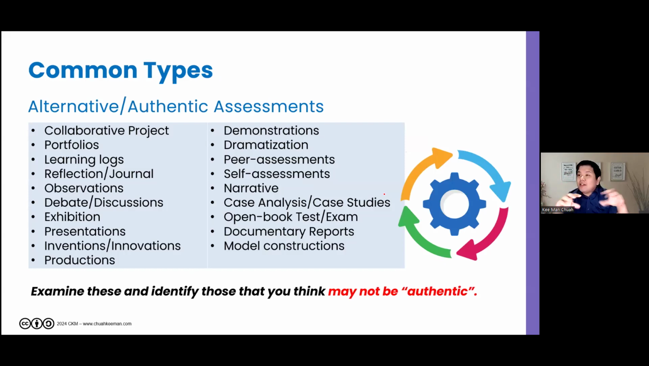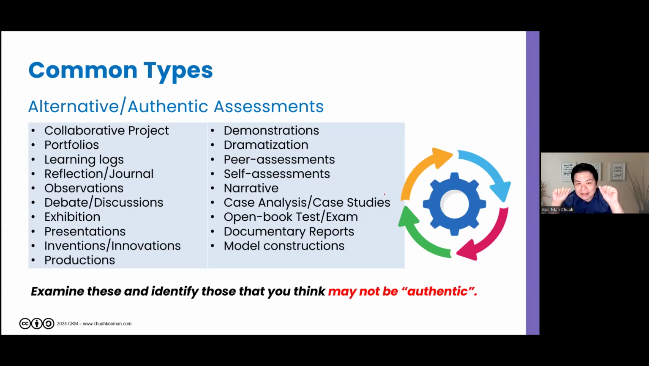Now maybe we can use this, and we're going to take a 10-minute break so that you have a breather. But while you are taking your break, go through the same thing that we did earlier, but now examine those that you think may not be authentic or cannot be made authentic. Cannot be made authentic means by nature it is already non-authentic. Find out those that you think by nature are already non-authentic, cannot be made authentic at all. Later on we'll go through.